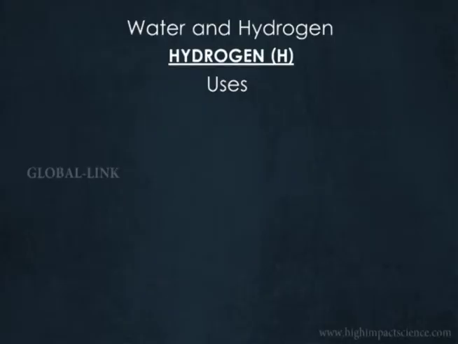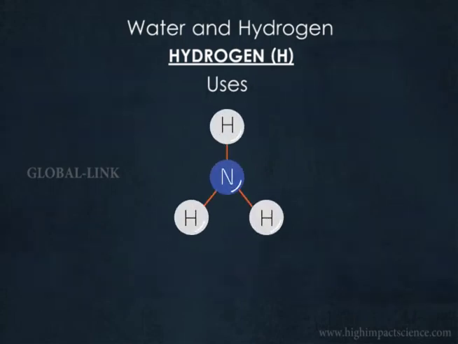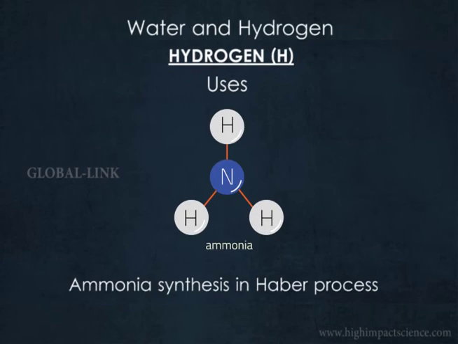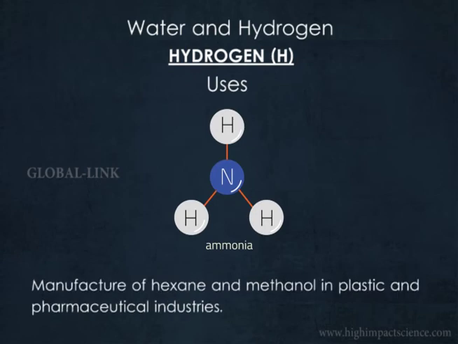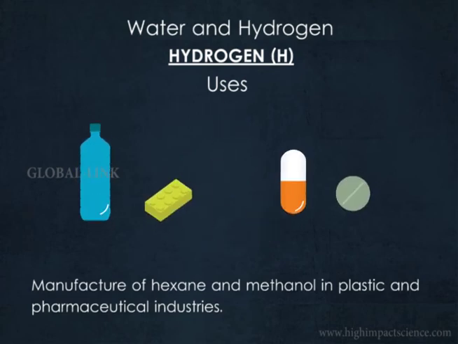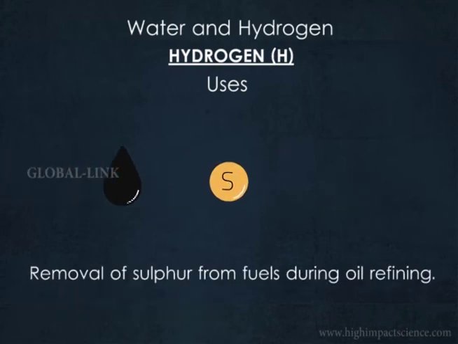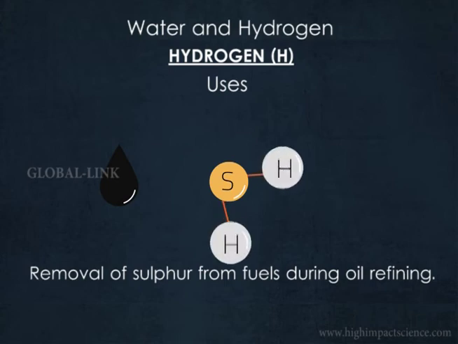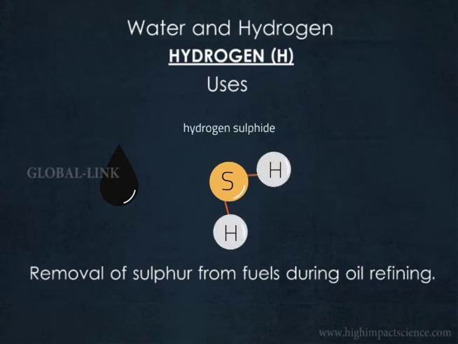Finally, the uses of hydrogen. In the chemical industry, hydrogen is used to make ammonia for agricultural fertilizers in the Haber process and to make methanol, which are needed to make plastics and pharmaceuticals. It is also used to remove sulfur from fuels during the oil refining process, where it forms the awful-smelling hydrogen sulfide.